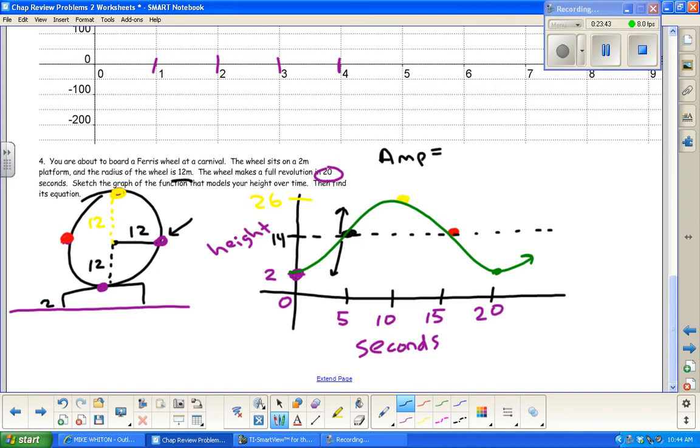And what a coincidence, that's the radius of the wheel. So the amplitude's 12. We know the period was 20. So the b value for our equation, again, we're in radians here, needs to be 2 pi over the period, 2 pi over 20. Let's just reduce that exactly. 2 over 20 is 1 over 10. So pi over 10. So that's our A and our B. And then as far as any shifts, the midline was 14, so we had a shift of up 14. So let's put all those together and write an equation.